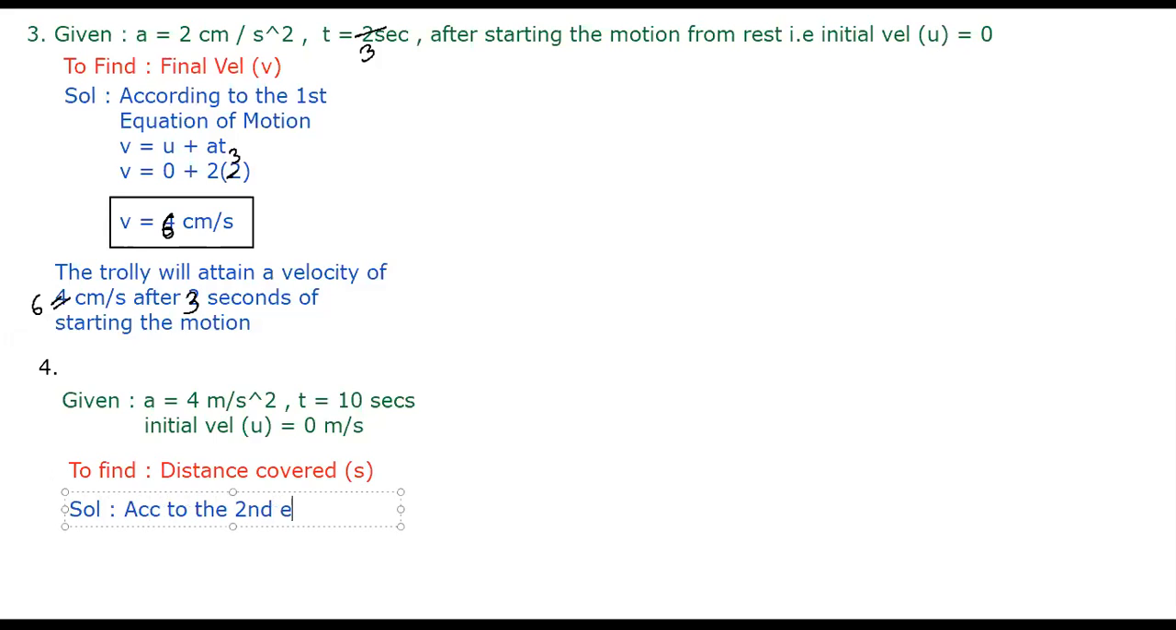According to the second equation of motion, s is equal to ut plus half at square. Put the values, get the answer, all of you. s is equal to 0 into 10 plus half into 4 into 10 square. 2 ones are 2, 2 twos are 4.